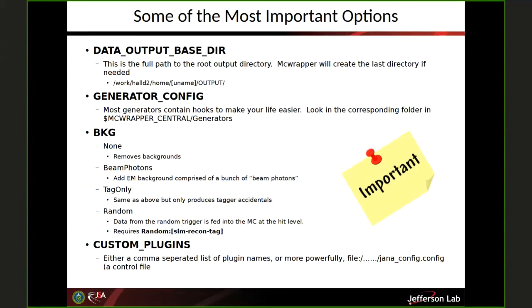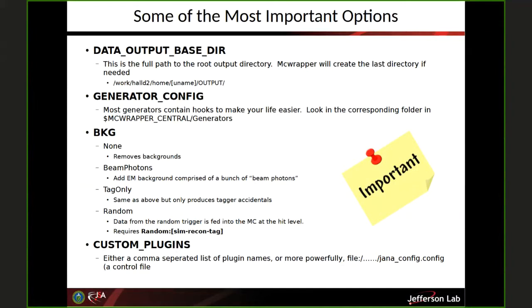The background choice is important. There's none, which just removes all the background. There's the beam photons, which I mentioned before. It just represents an EM background. This is the tag only. It's the same as beam photons, but just to the tagger part of things. And then the preferred random. So this is that random trigger that I was talking about.